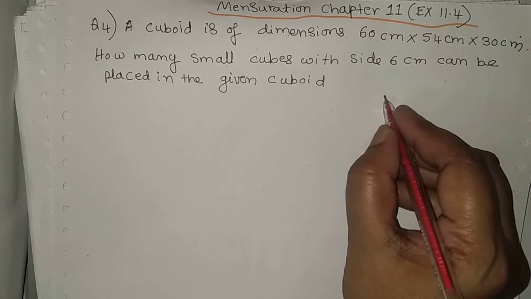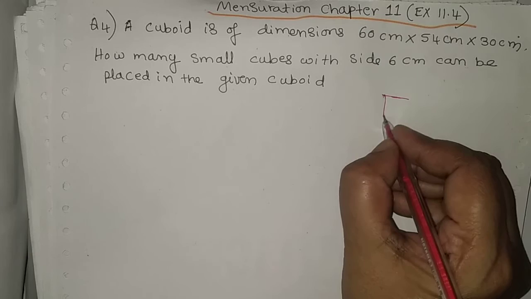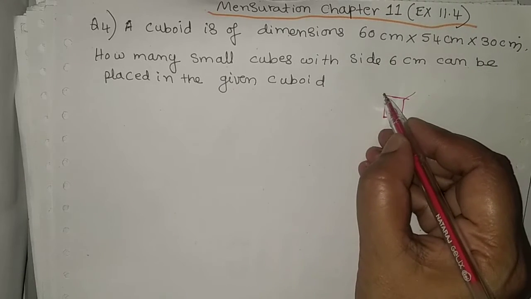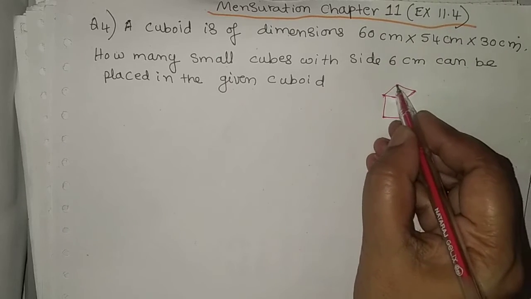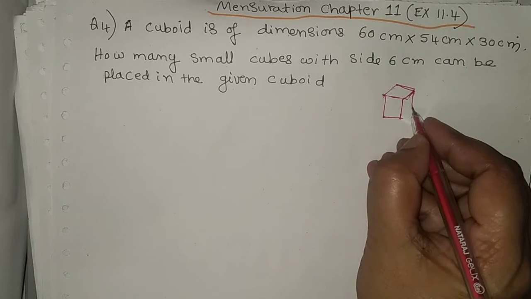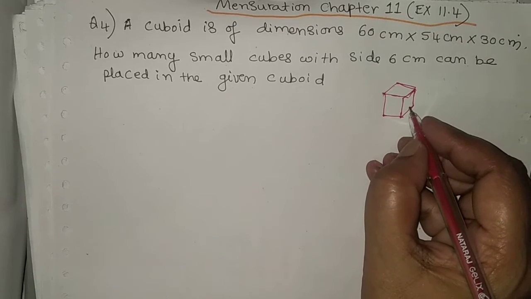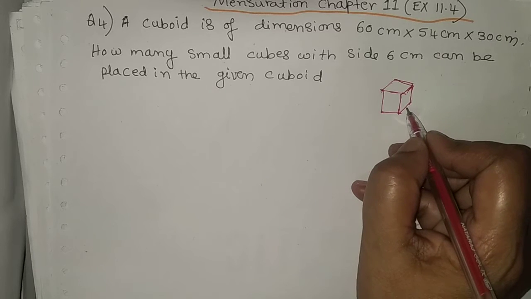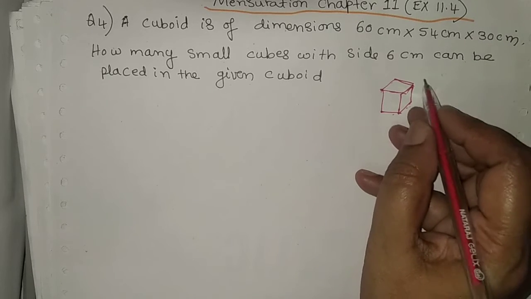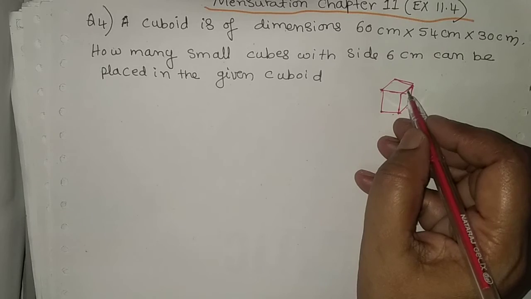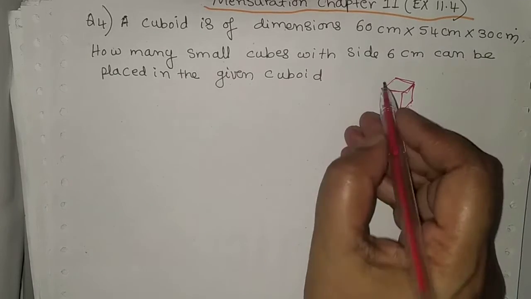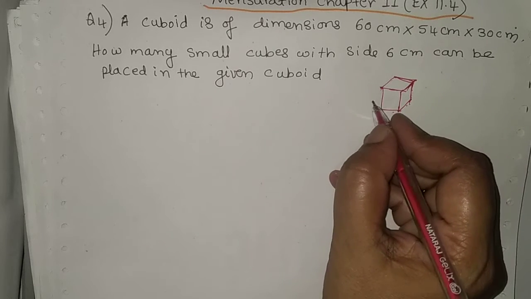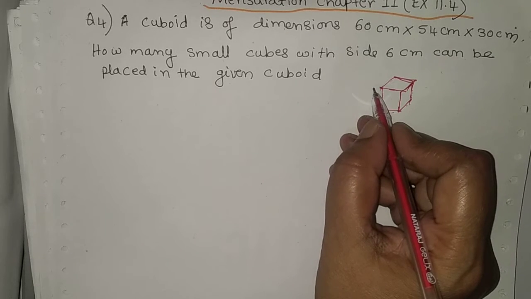So as we know, this is the cuboid. I'll just write it down roughly. One side will be 60 centimeters, this one 54, and another 30. So this is the cuboid I have drawn roughly.